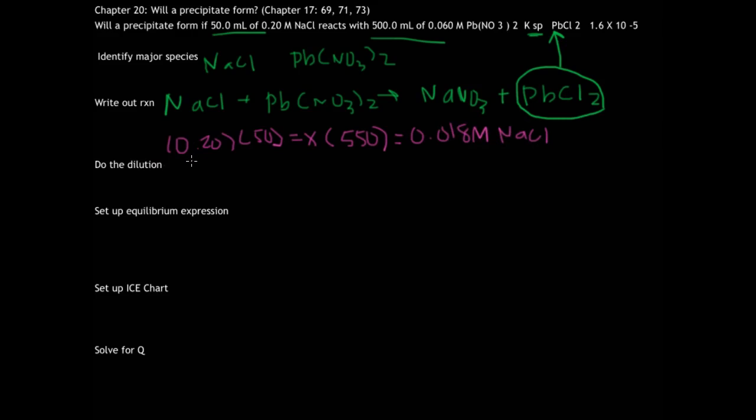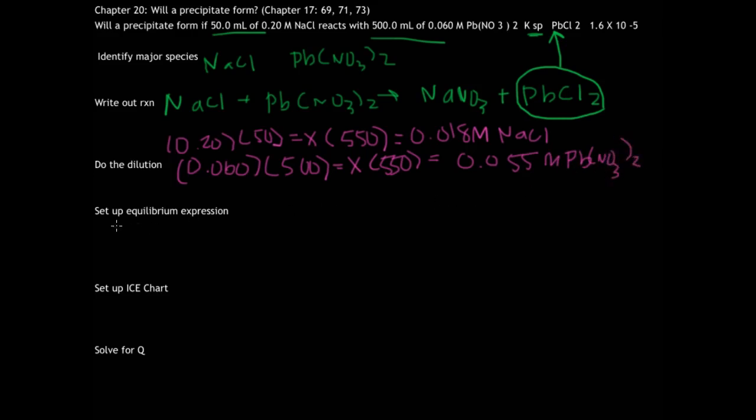Then you do it again for the lead 2 nitrate, and it's 0.06 molar, and you're using 500 milliliters of it, and your final volume is 550. So do the dilution first, and you get 0.055 molar lead 2 nitrate.